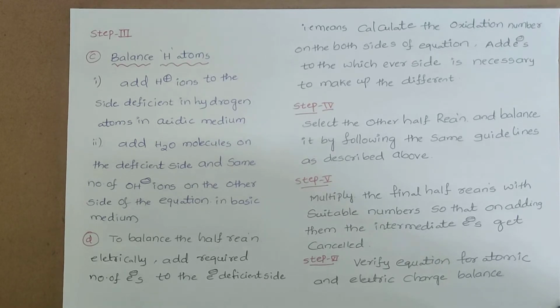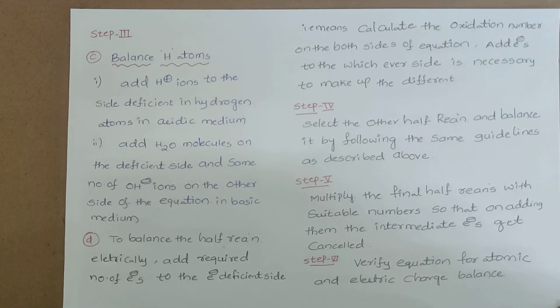Okay. So how to balance the half reaction electrically? Calculate the sum of the oxidation numbers on the right hand side and the left hand side in the half equation. And to whichever the side, if you add the electrons, so that the oxidation states become equal, to that side we can add the electrons. By that, the charges also will be balanced. Next step, like that we can balance one half equation.